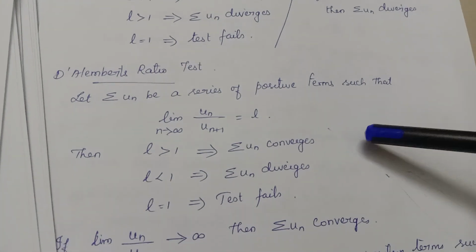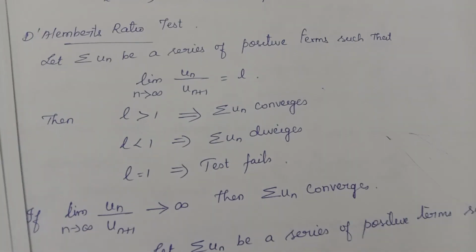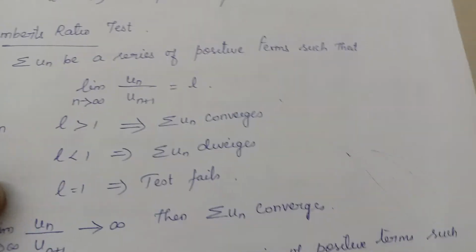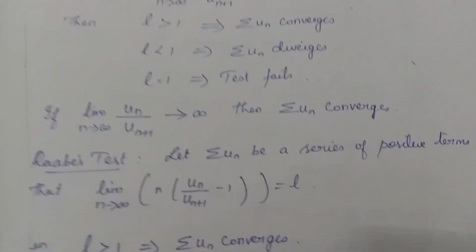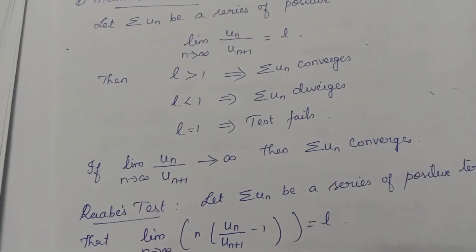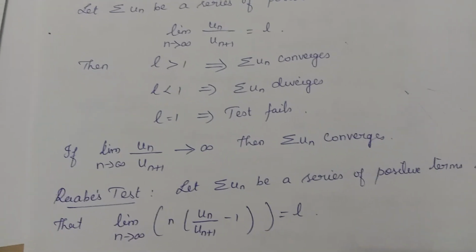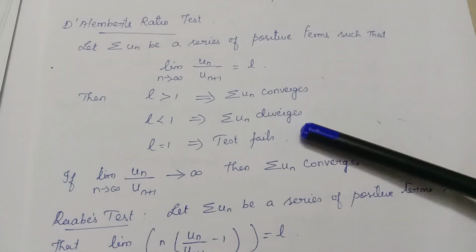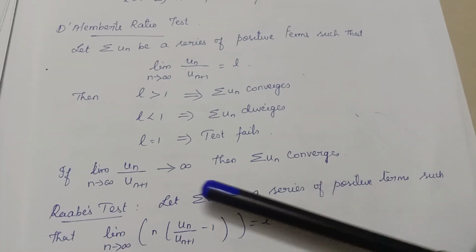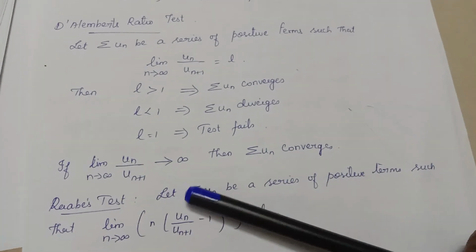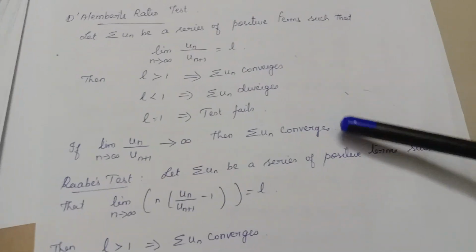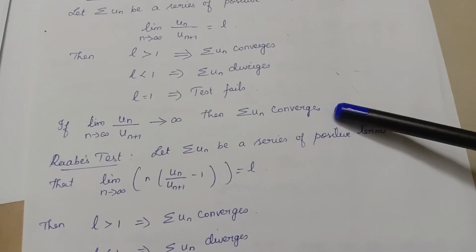Next one is D'Alembert's ratio test. In this one, we find the ratio un by un plus 1 and take the limit as n tends to infinity. If the limit is greater than 1, then the series converges, and if the limit is less than 1, the series diverges. For L equal to 1, the test fails. As in the nth root test, if the limit is infinity, then what do we say here? There we said it is divergent; here we say it is a convergent series.